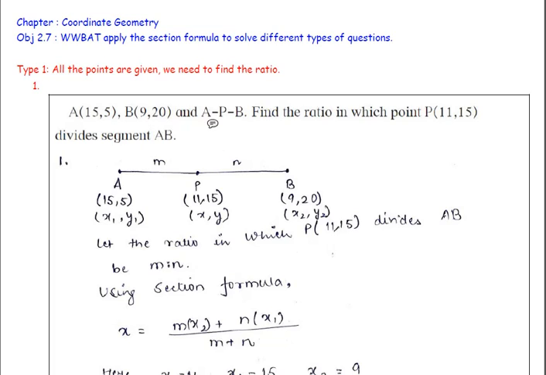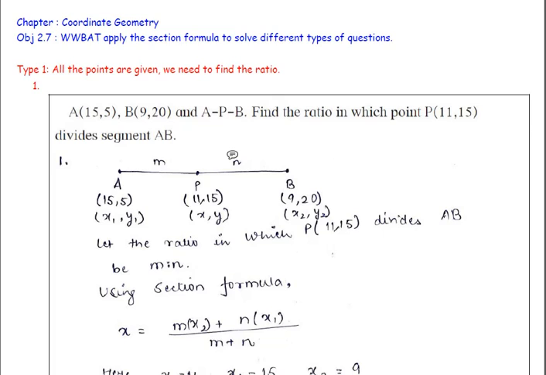A, B are 2 points. ABP is a line segment, which means P is a point in between. I have to find the ratio in which P divides the line segment AB. So I'll draw this diagram, put the points A, P and B together. I don't know the ratio in which the point P is dividing the line AB, so I take the ratio as m is to n.